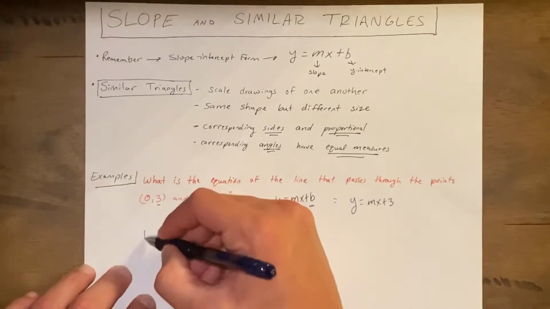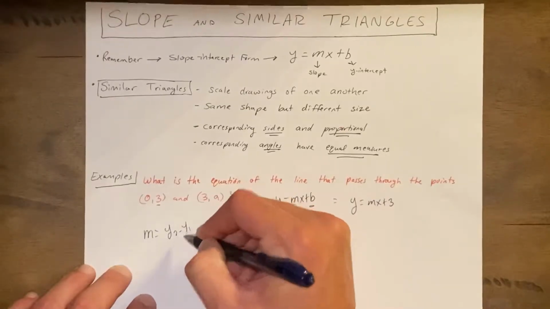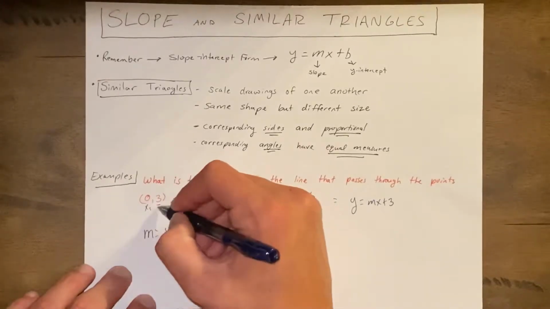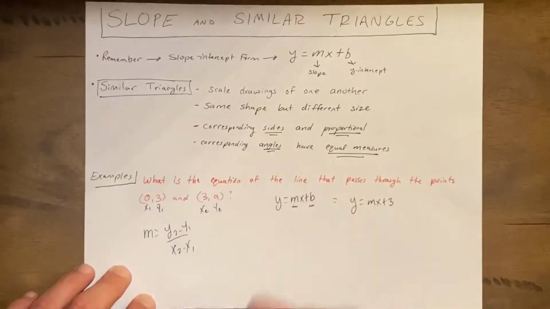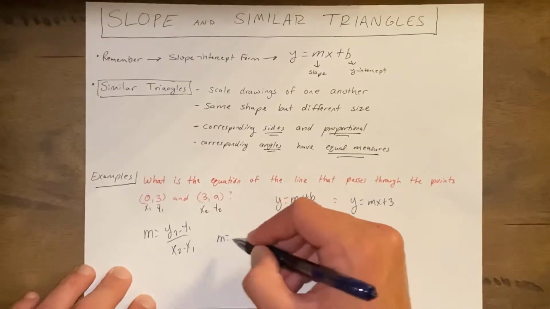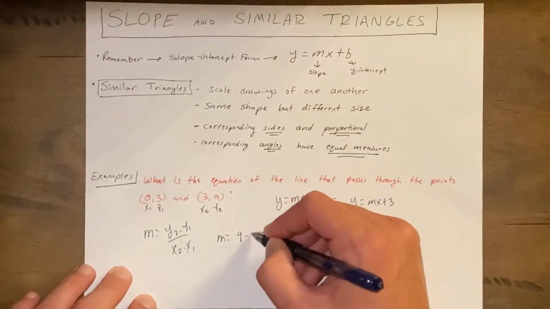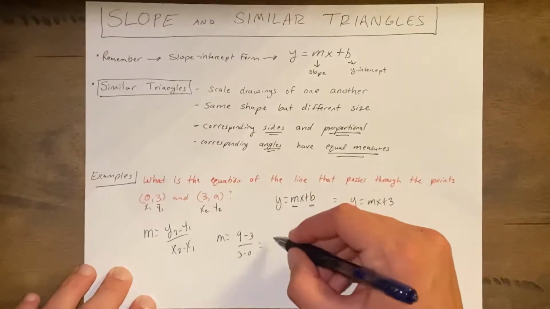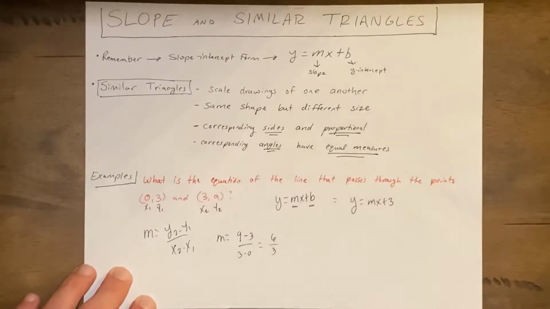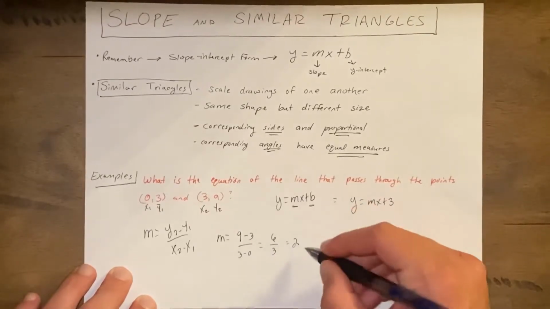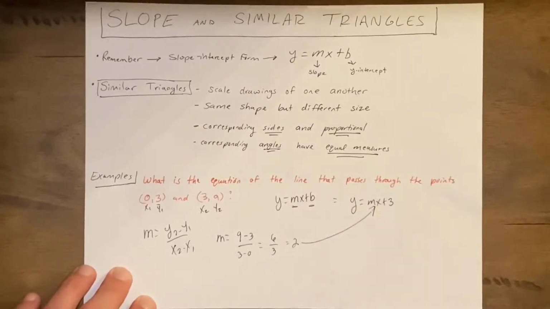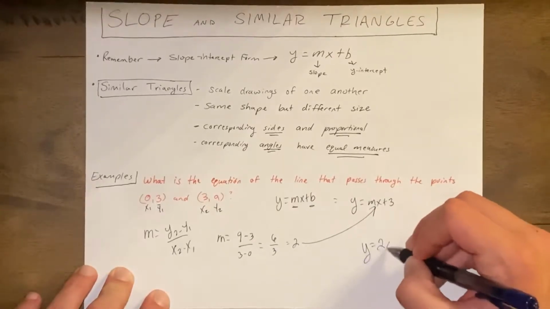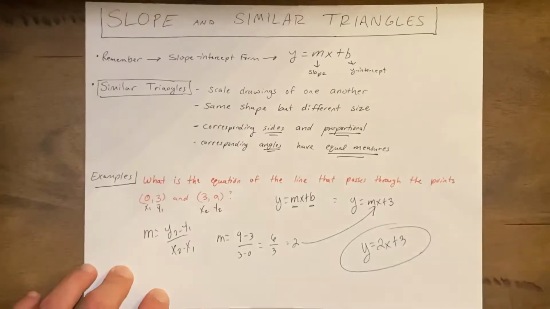If they give me 2 points, I want to do m equals y2 minus y1 over x2 minus x1. So I could say x1, y1, x2, y2. So I've got m equals 9 minus 3 over 3 minus 0. 9 minus 3 is 6. 3 minus 0 is 3. 6 divided by 3 is 2. So I take this and plug it in right there. My equation of the line that goes through those 2 points would be y equals 2x plus 3.